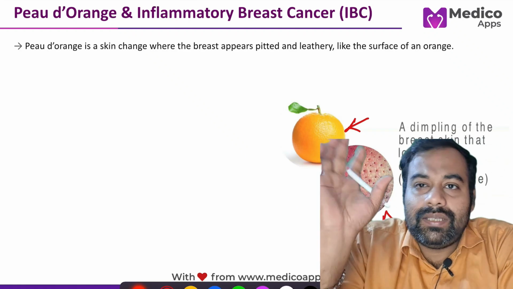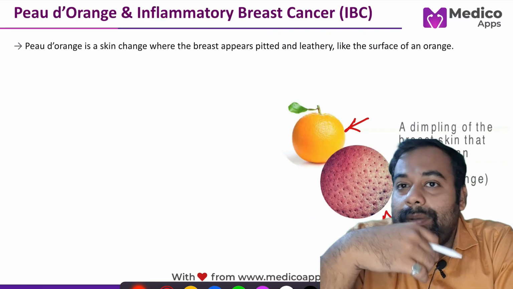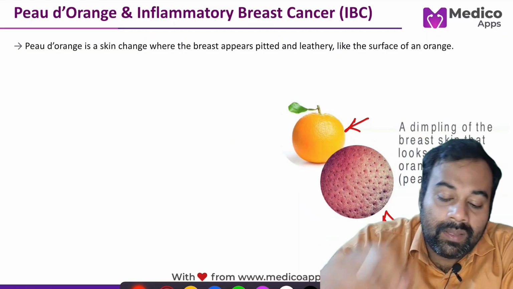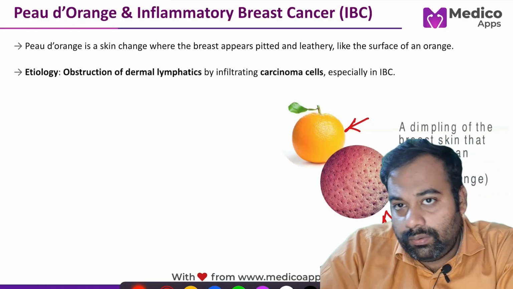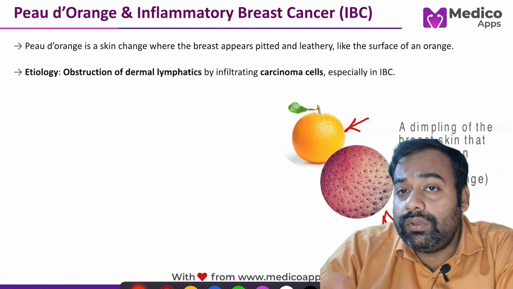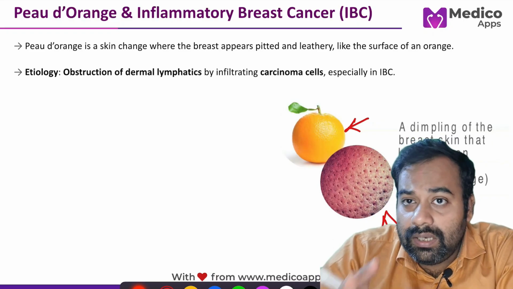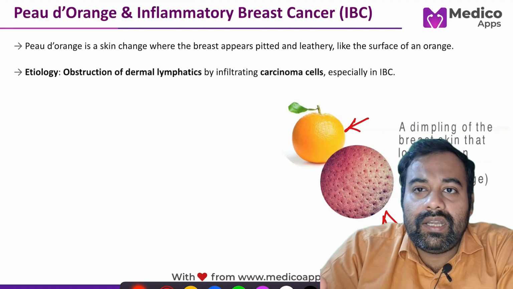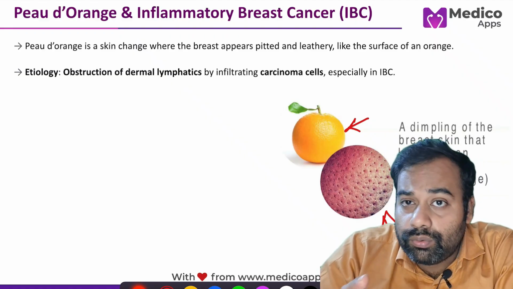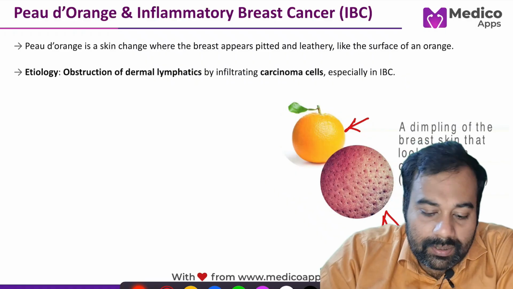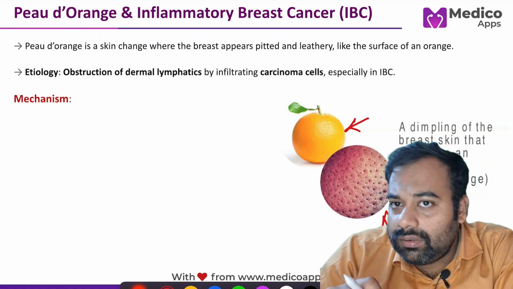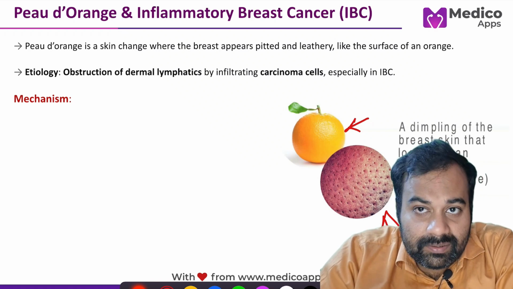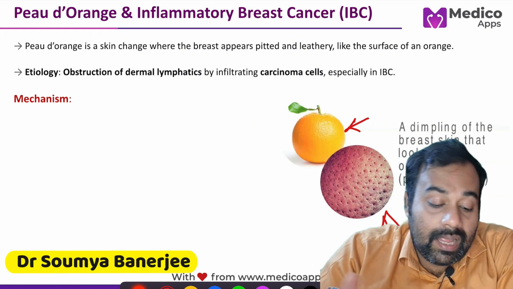So these are basically the skin changes seen in breast cancer when there is involvement of the overlying skin. Now, how could this happen? It happens due to the obstruction of the dermal lymphatic vessels. This obstruction happens due to the tumor emboli, right? So the carcinoma cells or tumor emboli block the dermal lymphatic vessels, and there is a resulting Peau d'orange.